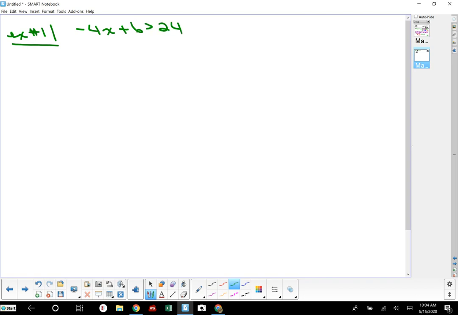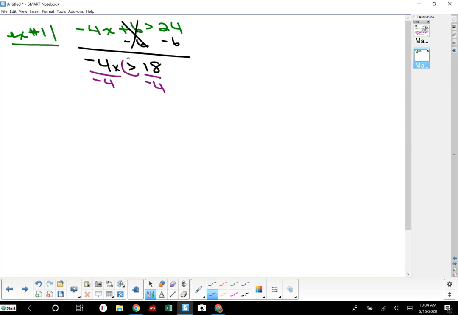All right, well, you're going to solve the same way, but I'm going to have to point something out. So we got to move this 6 by subtraction, cancel. 24 minus 6 is 18. And then we are dividing by a negative. And when that happens, some alarm bells should go off in your head. Ding, ding, ding.